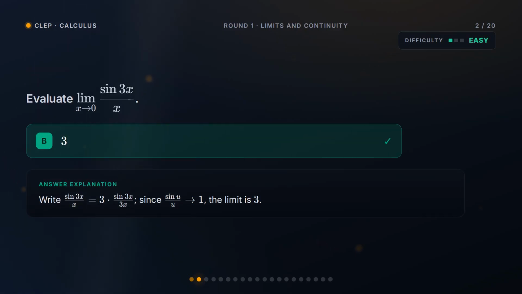Rewrite the expression as 3 times sine of 3x over 3x. Since sine of u over u approaches 1, the limit equals 3.